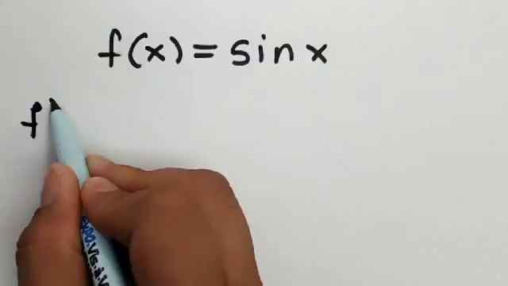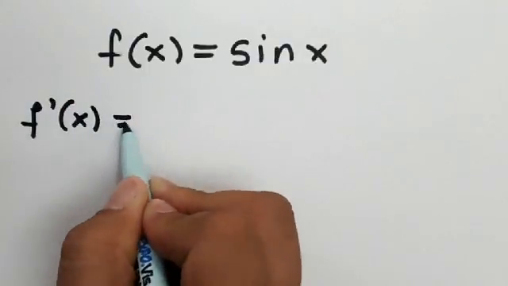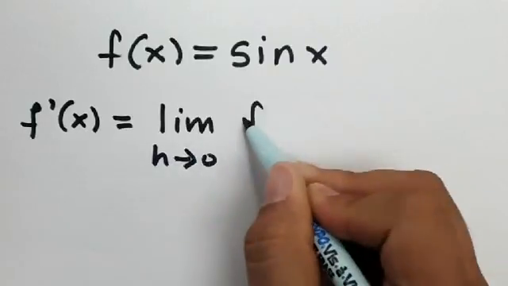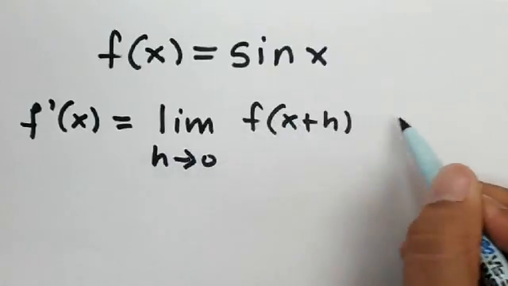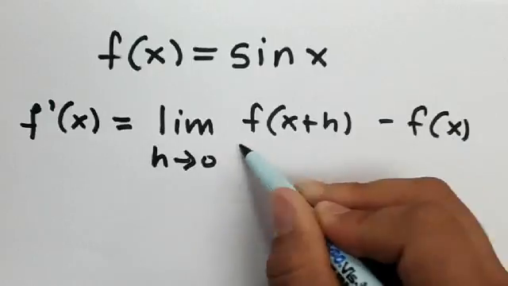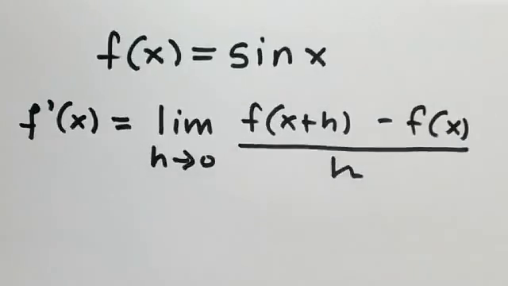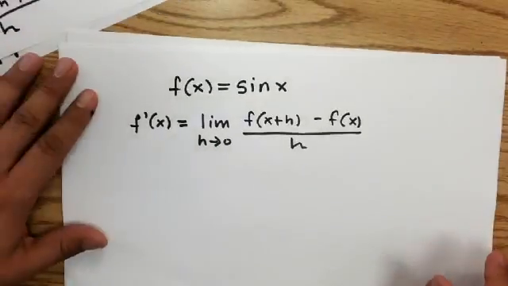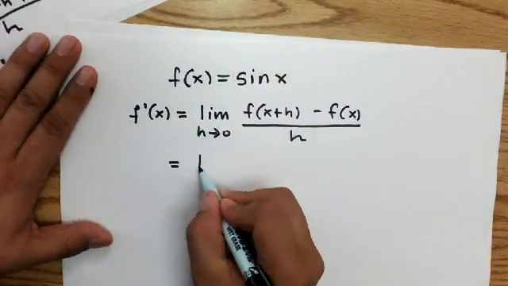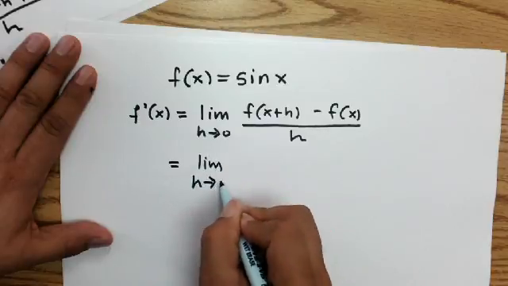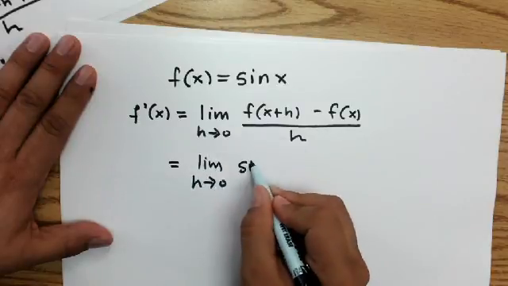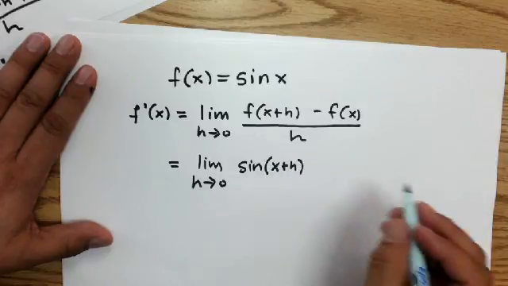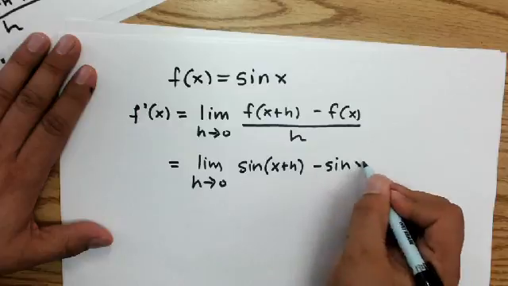Therefore, f prime at x would equal the limit as h goes to 0 of f of x plus h minus f of x, all divided by h. Right? That would mean that we would have the limit as h goes to 0 of sine of x plus h. Do you all agree? Minus sine of x.